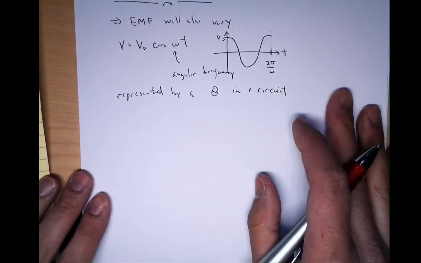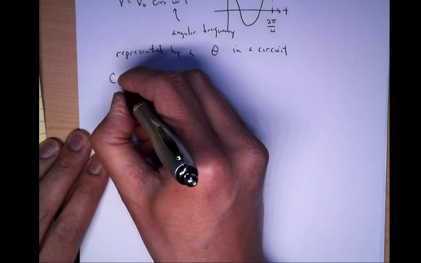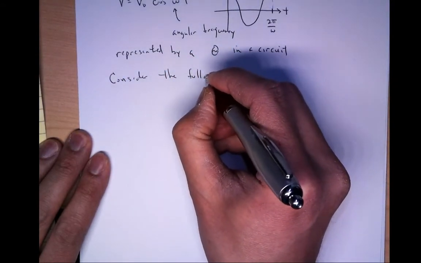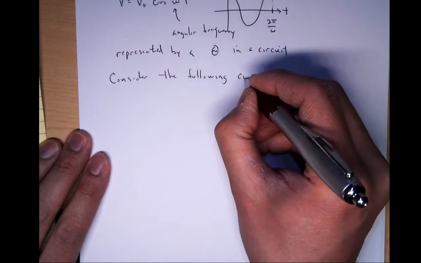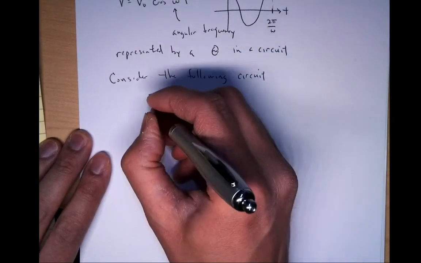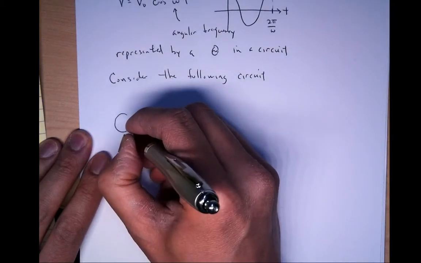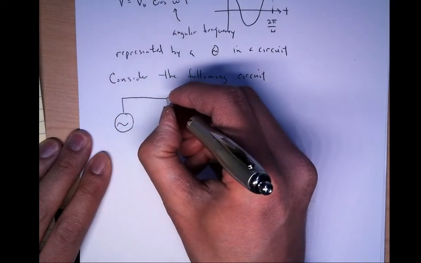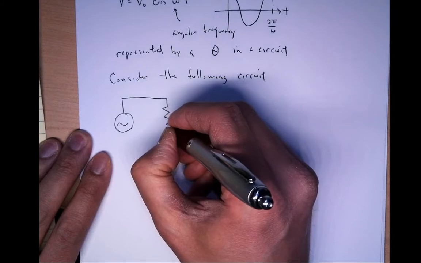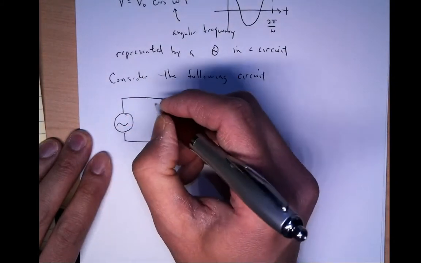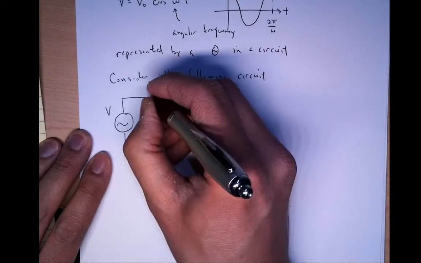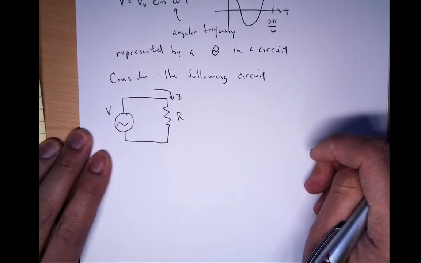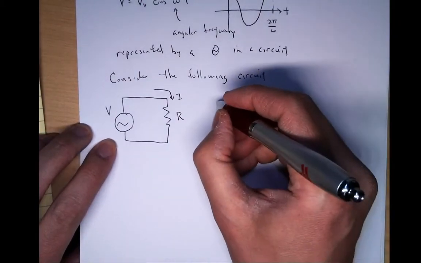Alright, so let's consider the following circuit. I'm going to have this little AC generator right there. Plug it into a resistor here. Connect that up. This will have some voltage V. The current I'm going to choose is flowing in this direction. There's an R right there. So again, we're going to use Kirchhoff's laws.